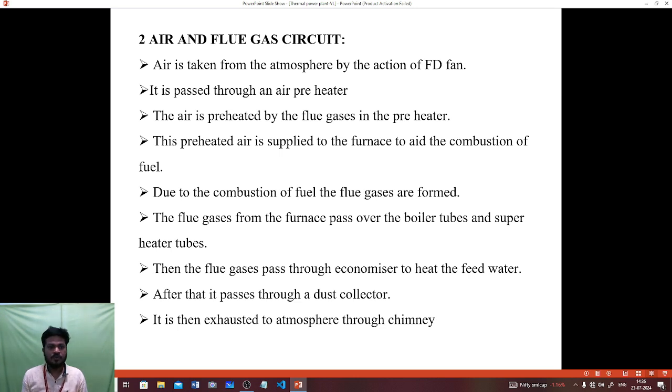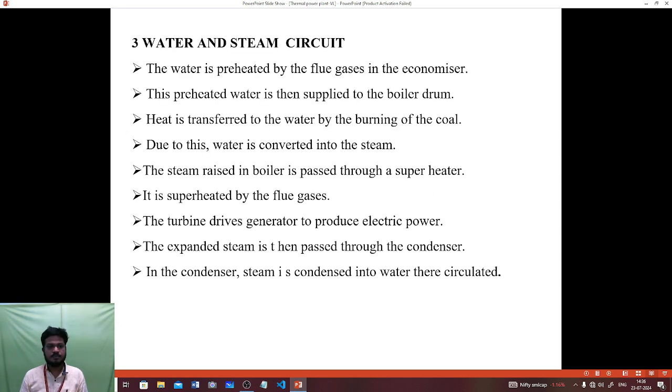Flue gas will be formed. These flue gases from the furnace pass over the boiler tubes and superheater tubes. Then the flue gases pass through the economizer to heat the feed water. After that, it passes through the dust collector. It is then exhausted to the atmosphere through the chimney.